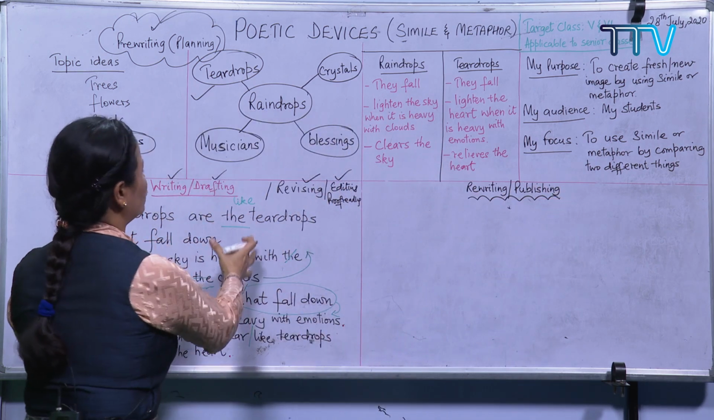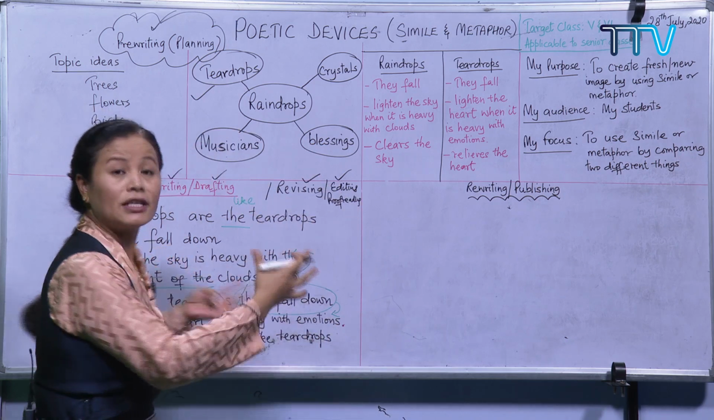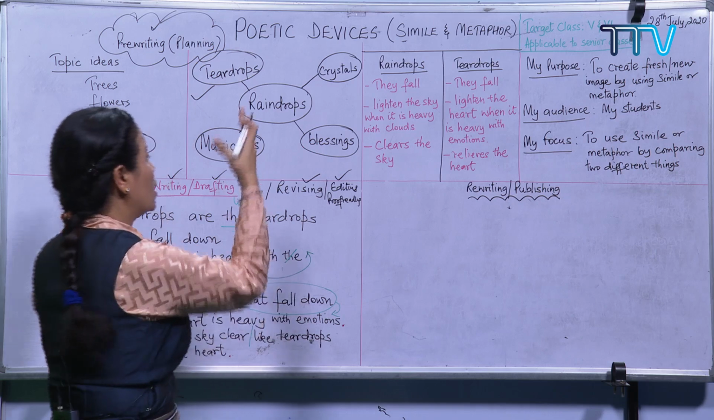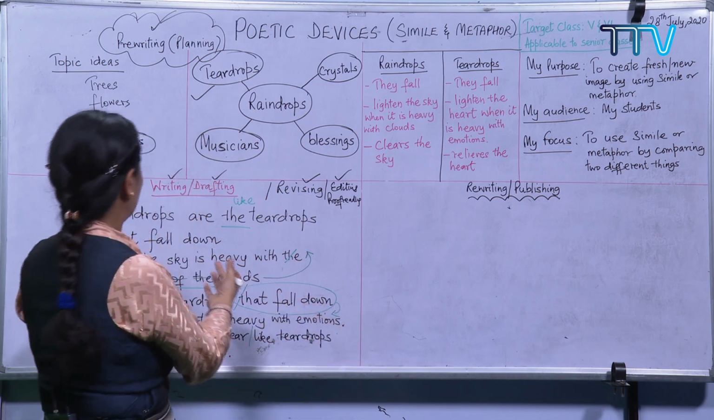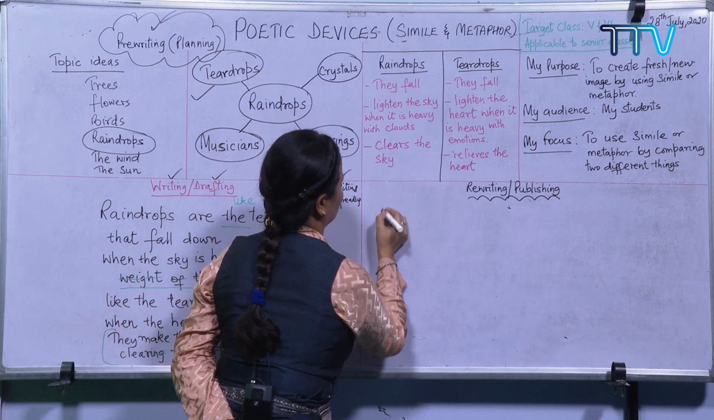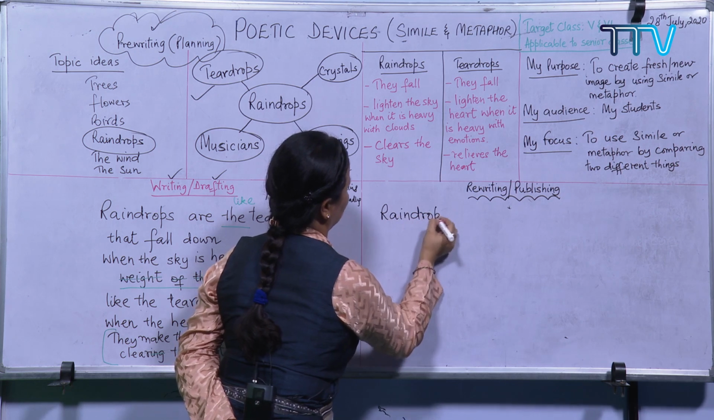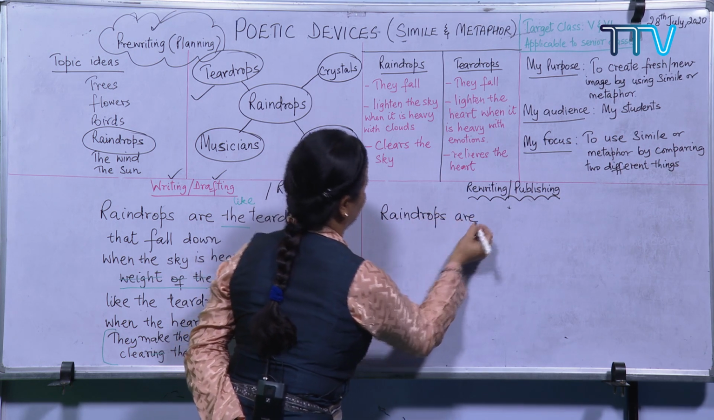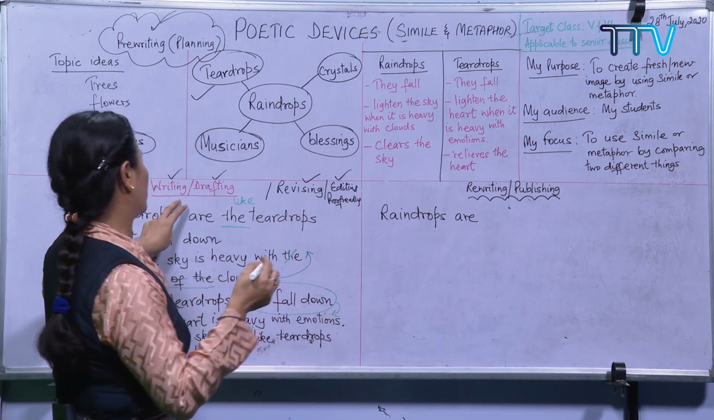So, I am going to make a fair note, a clean note of this. This is how you will also do. Okay, I am just giving a demonstration, showing you how you can do. Okay, so I have to write it neatly. Raindrops are like, okay, I just missed one thing.